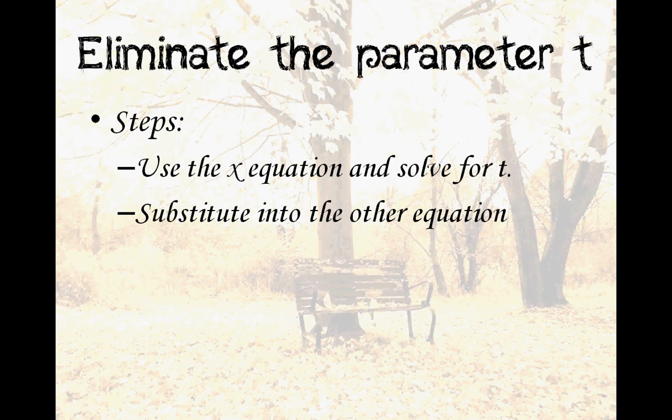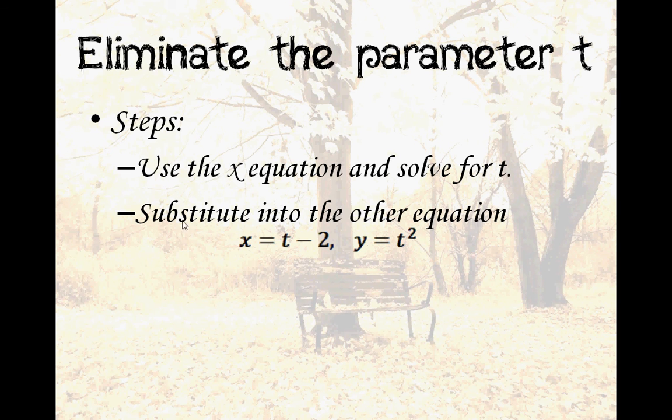Okay, so the next section that we're going to do is called eliminating the parameter t, and t is that part that we were substituting in before. And this sounds like it would be hard, but it's actually not that terrible if you just kind of memorize the steps to it. So here's your two steps. We're going to use the x equation and solve for t, and I'll show you that in a second. And then we're going to substitute that into the other equation.